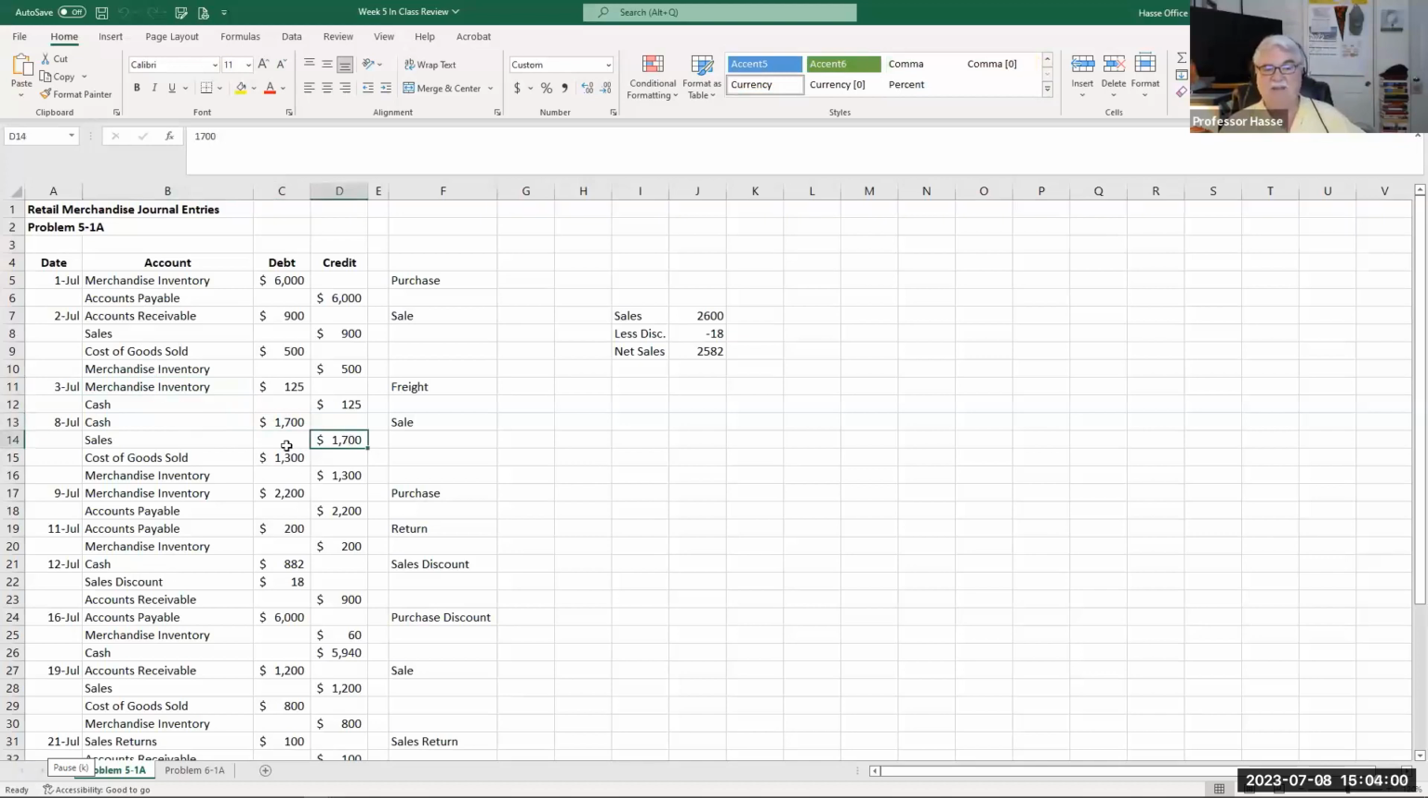Now, in the problem, they tell us that this retail price of $1,700 cost us $1,300 to purchase from that vendor back here of $6,000. So notice, just like we did up here, we have to record the cost of goods sold, or the expense, or the cost of that merchandise as a debit for $1,300, and we credit inventory $1,300. So now our inventory balance is 6,000 less the 500 here, which is 5,500. We added in another inventory amount as freight, so that's a 5,625 balance.